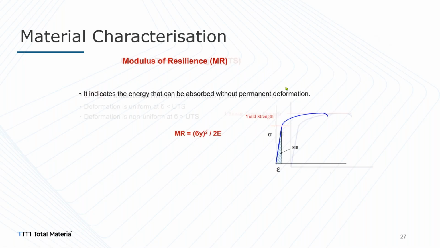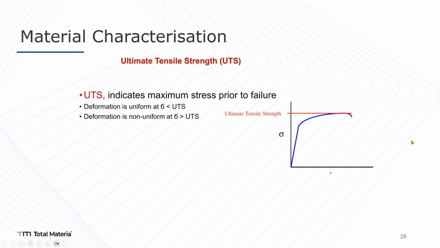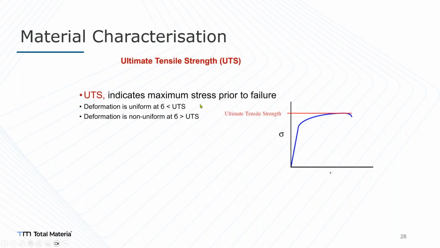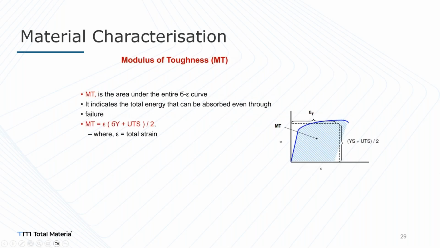By the way, the modulus of resilience is the energy the material can take in the elastic region. We already know the ultimate. Yeah, we already know that. But this is important: the modulus of toughness is really important in crashworthiness.